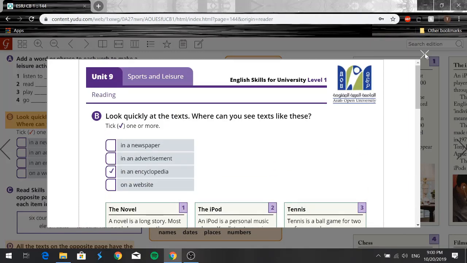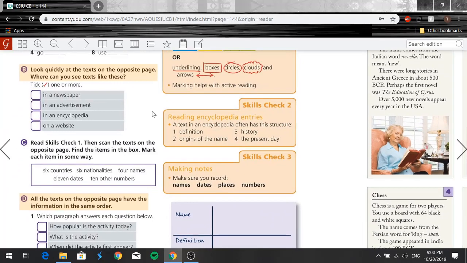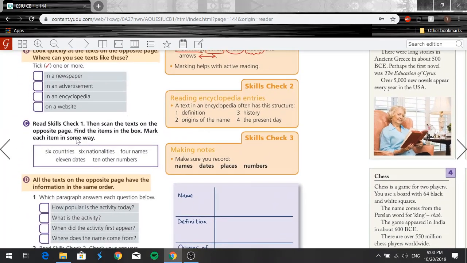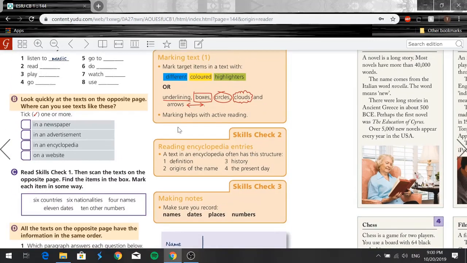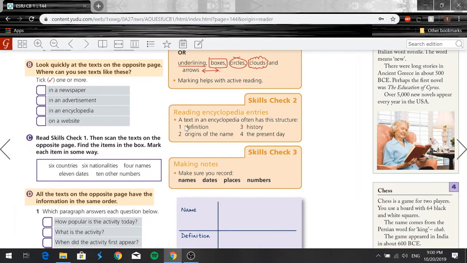Now, let's move on. What else do we have? Read skills check 1, then scan the texts on the opposite page, find the items in the box, and mark each item in some way. Remember when I told you guys about marking items and text in general and how it can help you with active reading and retaining information? Well, that's exactly what we're going to do.